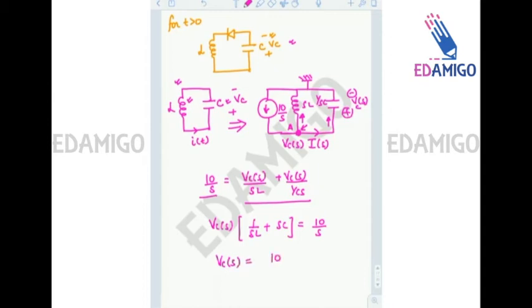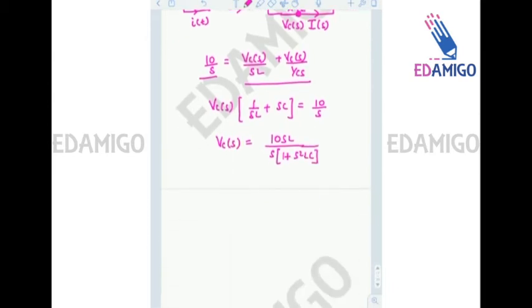VCS equals 10 SL upon (1 plus S square LC). Okay, so this is your VCS. Now we can easily see that VCS is equal to 10L upon (1 plus S square LC), or it is 10 upon C times S square plus 1 upon LC. Okay, this is your VCS equation.